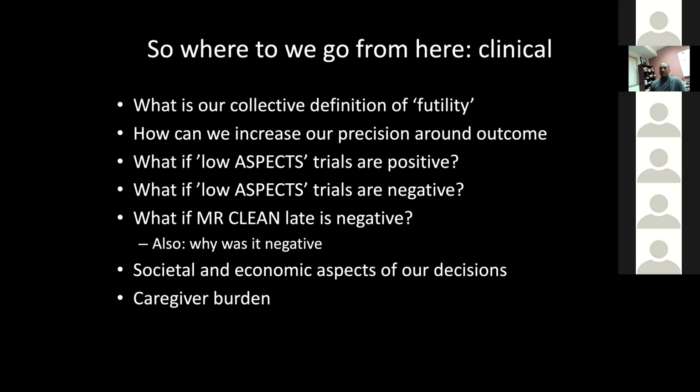We see an M1 occlusion and go open it, and then will we create a whole bunch of mRS 4s and 5s who will be miserable? And what if the low ASPECTS trials are negative? So I'm inclined to treat a young person with ASPECTS 4, 5, if they're healthy and stuff like that. Will I be forced not to treat them? And this is that issue of, again, lumpers versus splitters kind of thing.